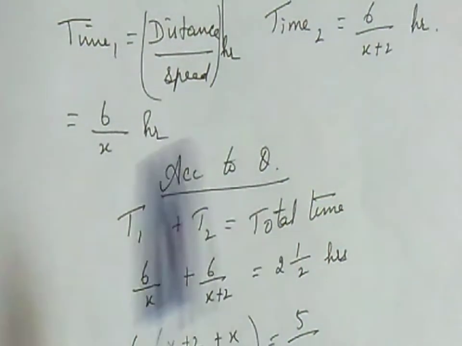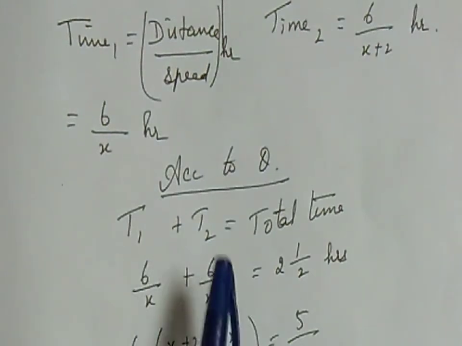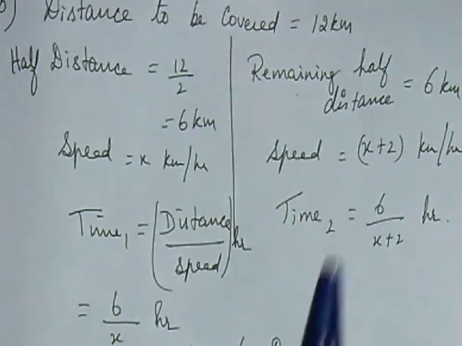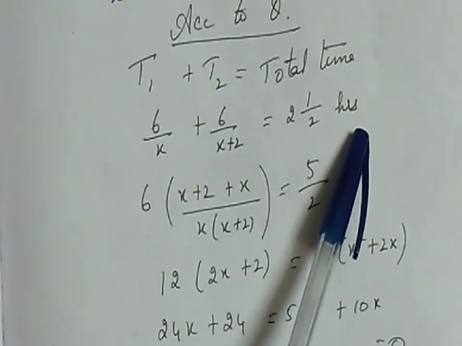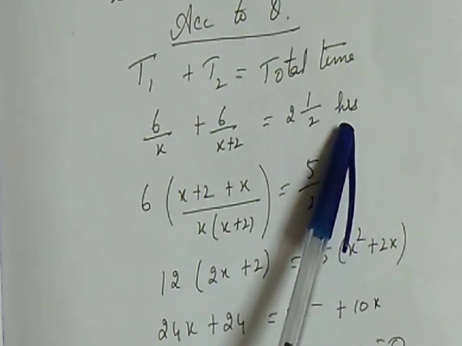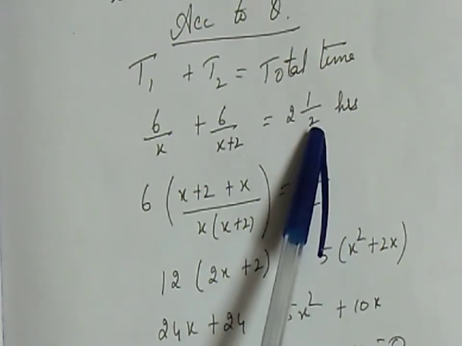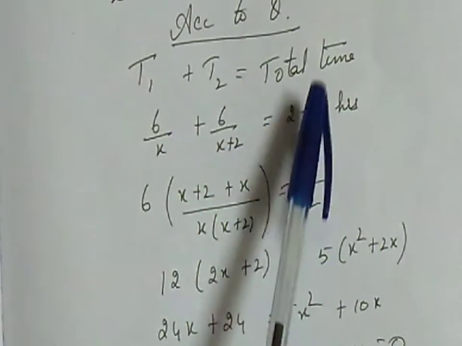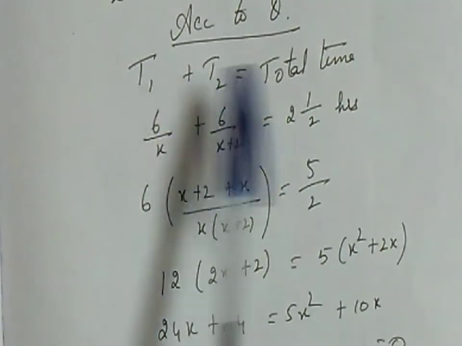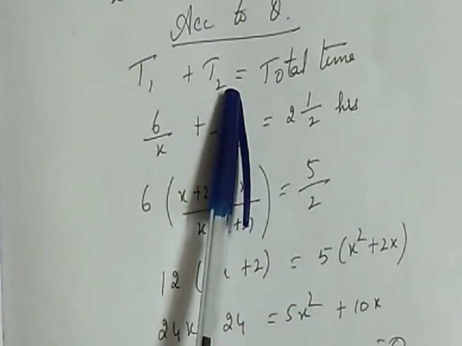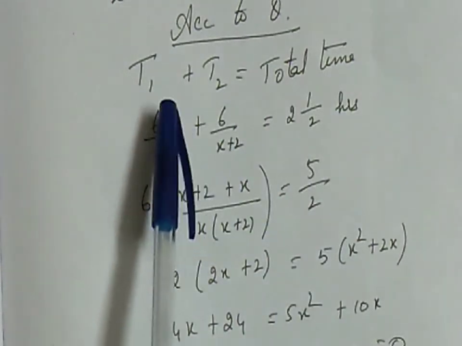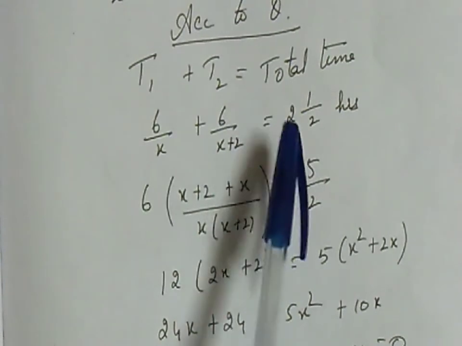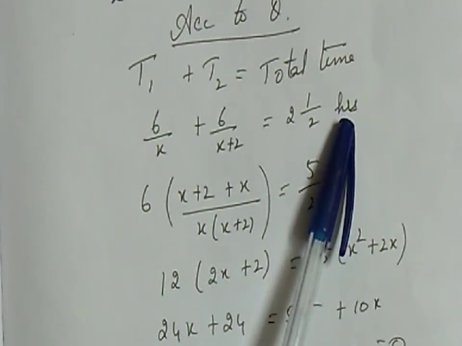Now, according to the question, what is given? The total distance 12 kilometer is covered in 2.5 hours. That means T1 plus T2 is equal to total time. That is 6 upon x plus 6 upon x plus 2 is equal to 2.5 hours.